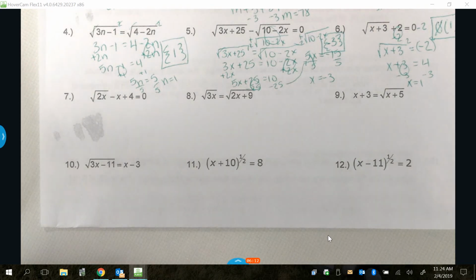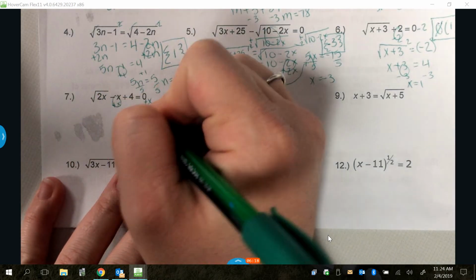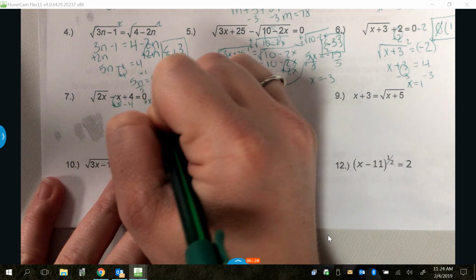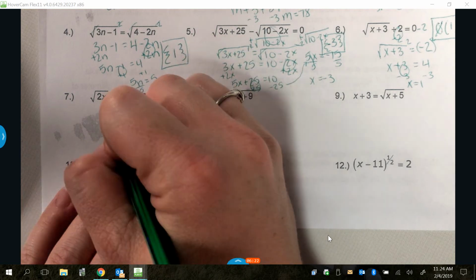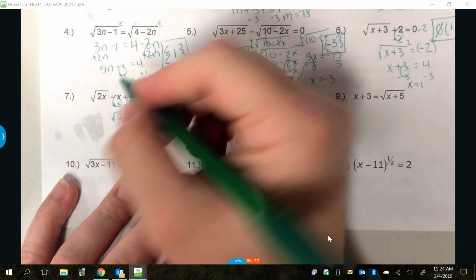So, number 7, we have to get the radical by itself. So I'm going to add x to both sides. That goes away, but I still have to get rid of this 4, so I'm going to subtract 4 from both sides. So I get square root of 2x equals x minus 4, and now I square both sides.